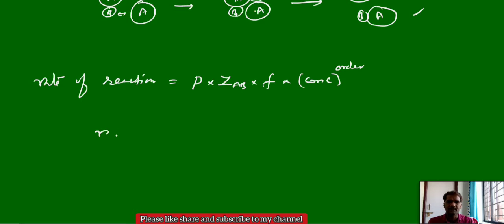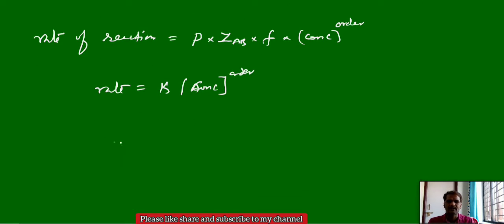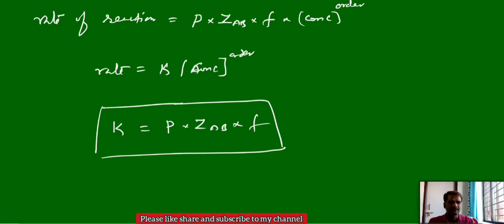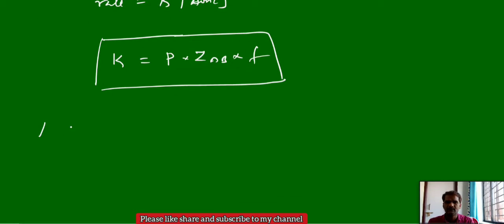Now compare this with the previous rate equation, where generally rate equals some rate constant into concentration to the power of order. Comparing these two equations, you can write the rate constant K equals P into ZAB into F. Here P indicates the probability factor, or orientation factor.